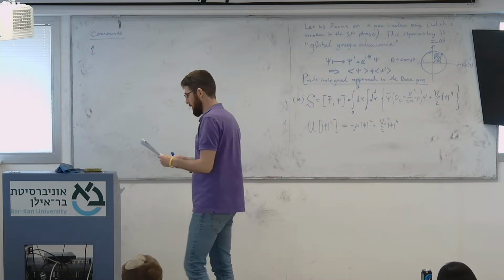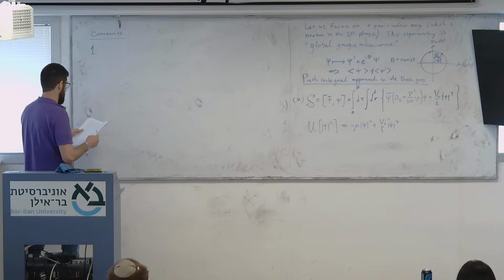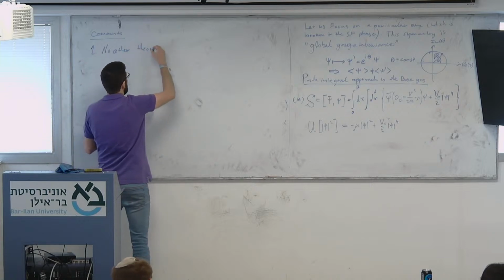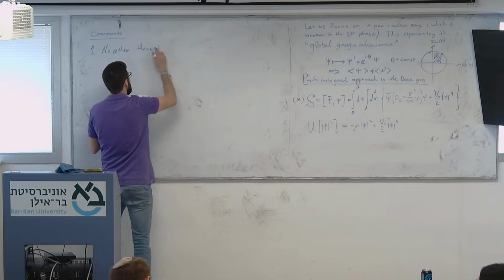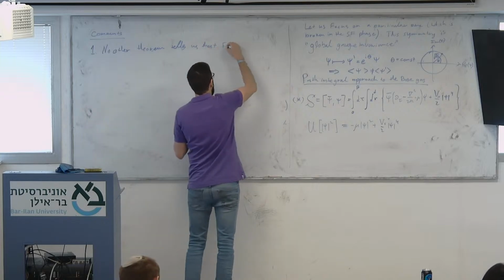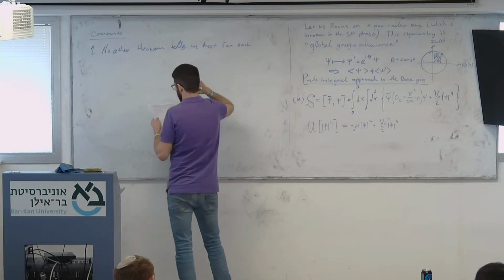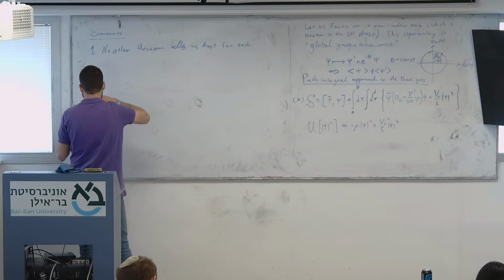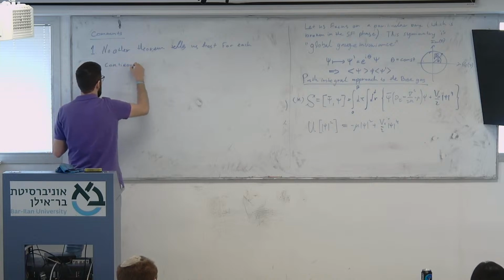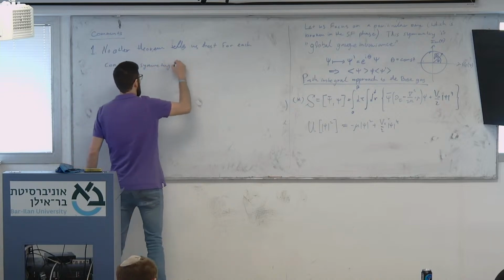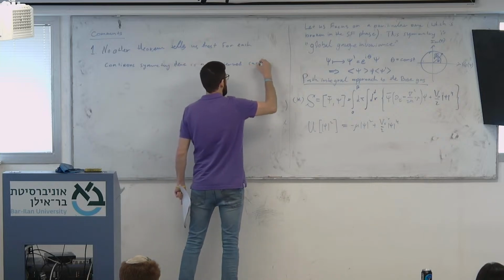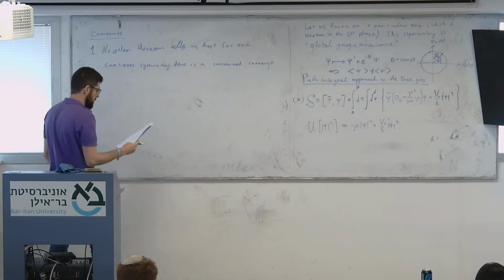That's by definition. Because this is a continuous symmetry, we know that Noether's theorem tells us that for each continuous symmetry, there is a conserved current. So here we have a continuous symmetry. What is the conserved current?